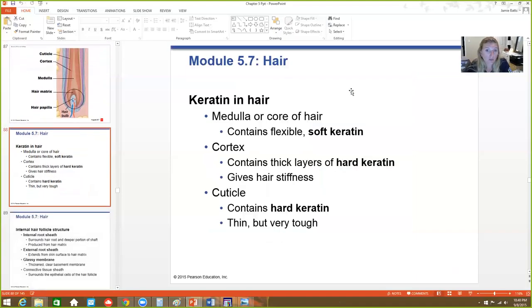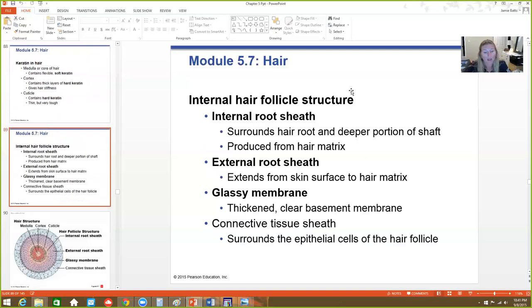The hair is full of keratin. The medulla and the core of the hair have a softer keratin, whereas the cortex has a hard keratin, which is why your hair, yes, our hair is soft and silky and so on. But in reality, it's a very hard substance. So it's giving hair its stiffness. And the cuticle has very hard keratin on it. Again, just for protection, protecting the innermost stuff.